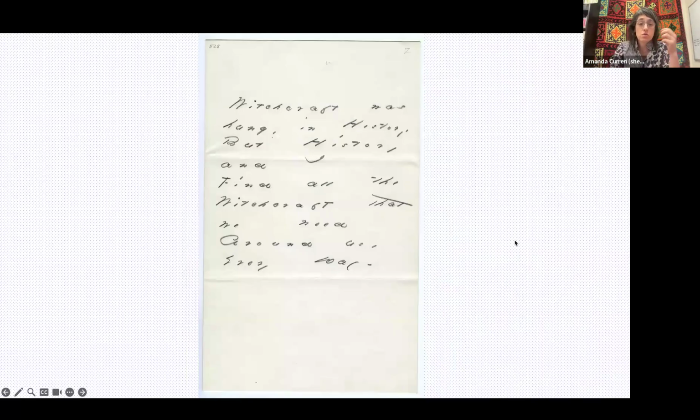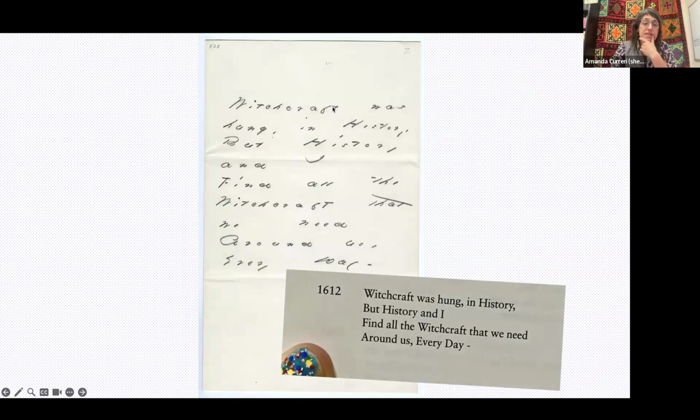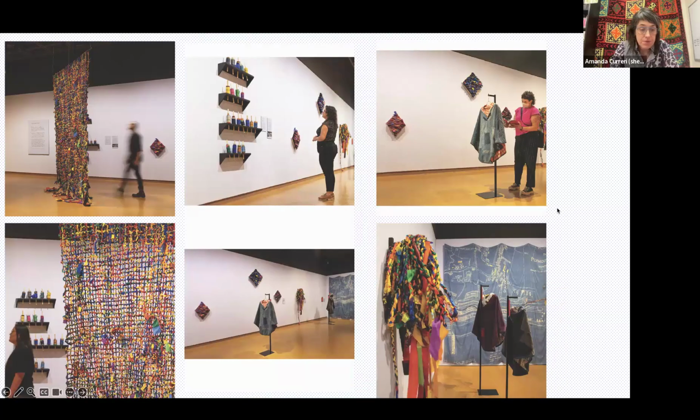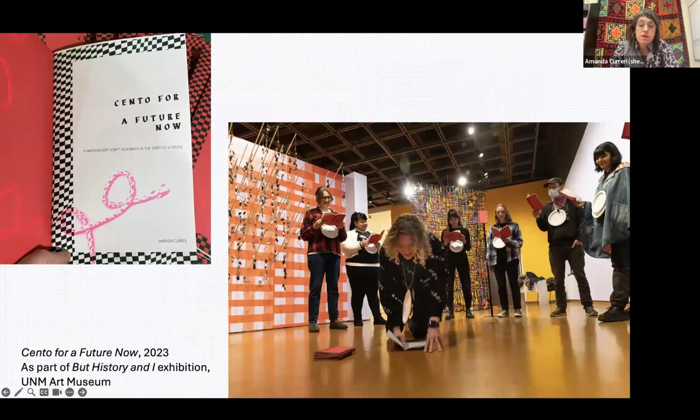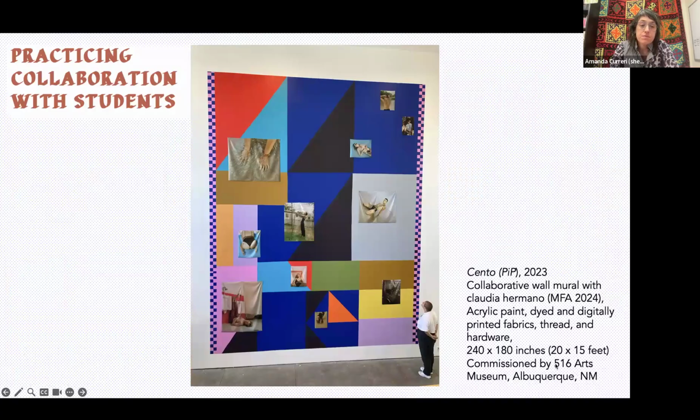The title of that show was But History and I, named after an Emily Dickinson poem. That's her handwriting. Witchcraft was hung in history, but history and I find all the witchcraft that we need around us every day. So it was called But History and I. Quick picture of what that show looked like, different forms. And there was an invitational script in that show as well.